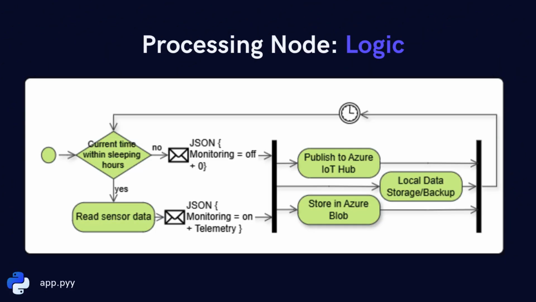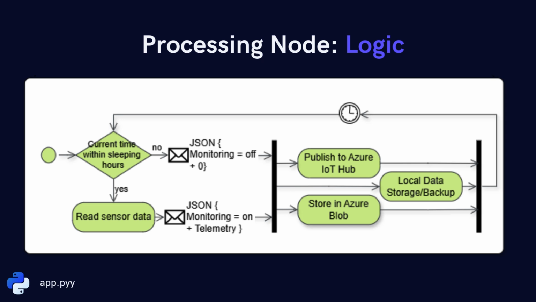Here we can see the logic within the processing node. So we start off checking whether the current time is within sleeping hours. If it is, then the sensor data will be read. That is to say, the environment factors will be checked. Temperature, humidity, and light will all be checked, but the data will not actually be analyzed. So we will have the values of the sensors, and we will include these in the JSON message.